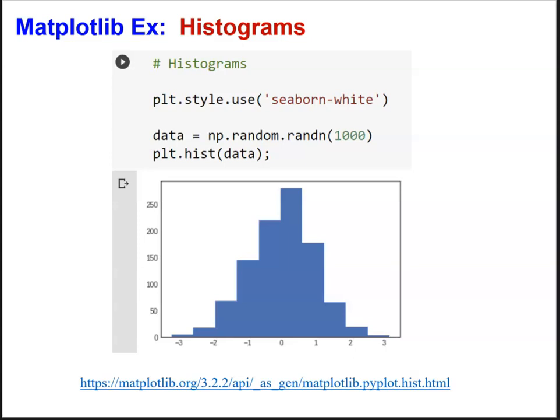I'll post a video that briefly describes what histograms are. Now you can see over here that I changed the style from a grid to just a white background. So for a histogram we don't really need a grid. So Seaborn white is our style.